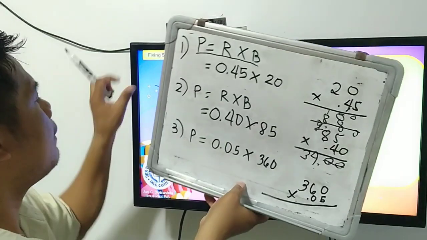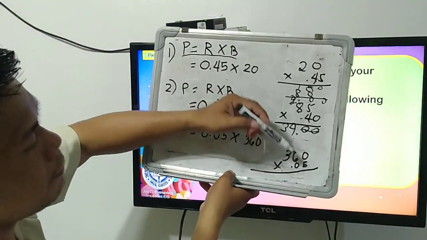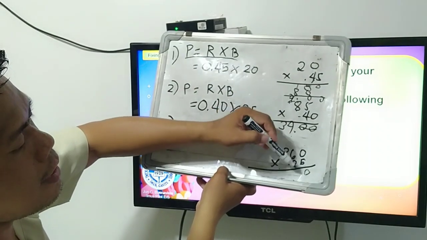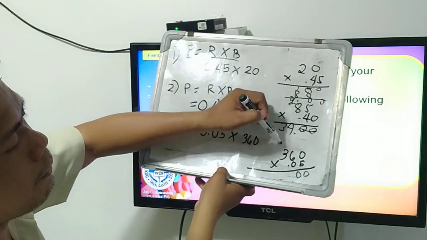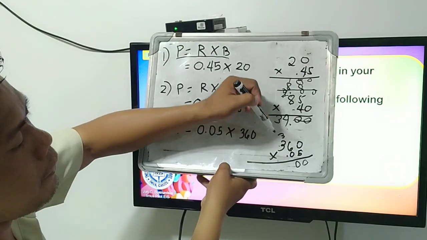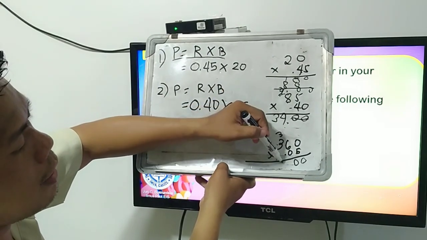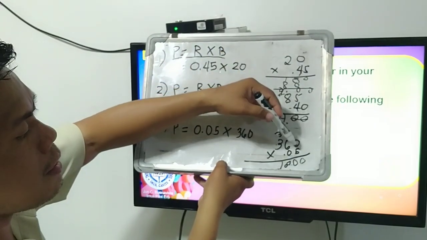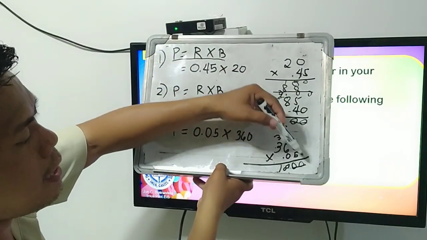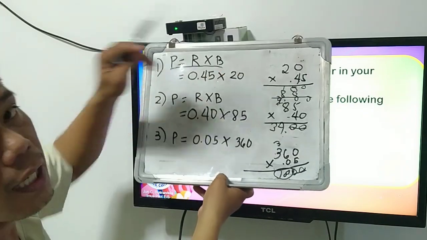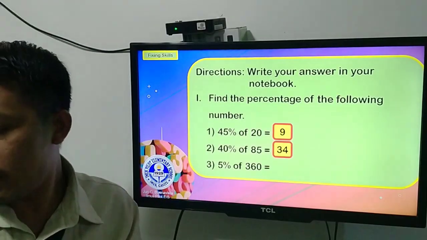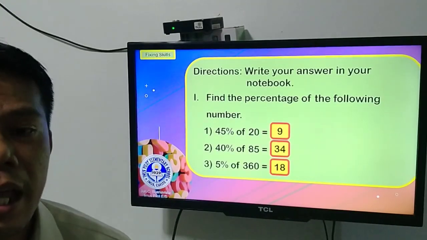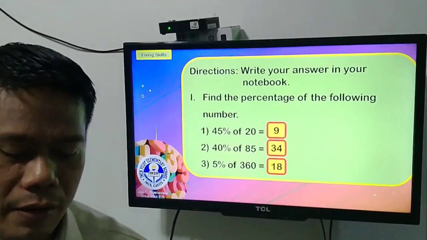Then multiply. So we have 5 times 0 equals 0. 5 times 6 equals 30. Bring down 0. Carry 3. 5 times 3, 15 plus 3 equals 18. Then count the number of decimal places. That's 1, 2, 2. So the answer is 18. So let us see if our answer is correct. Okay, very good. So the answer is 18. Who got 3? Okay, very good.